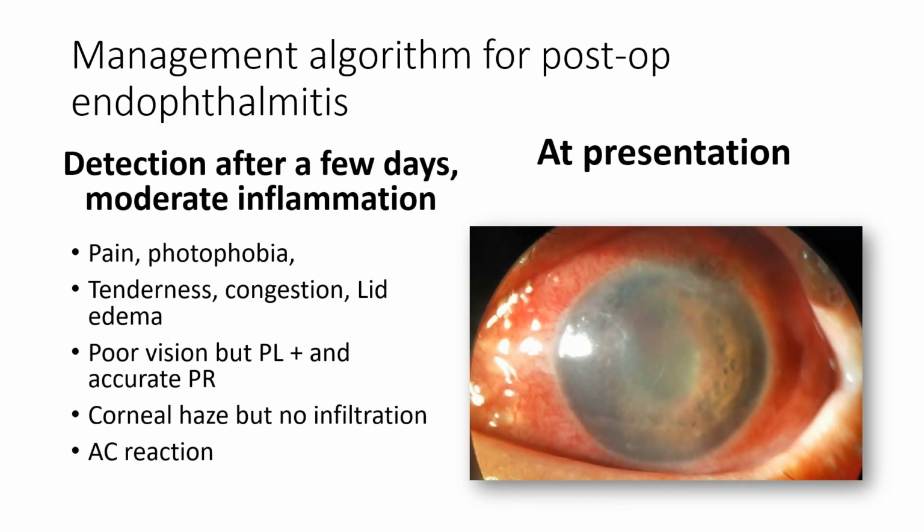What to do if we have a frank endophthalmitis which has resulted in this kind of picture? These patients will have pain and photophobia at presentation. There will be tenderness, congestion, lid edema, and poor vision, but it will be better than PL denied. Corneal edema is present, but there is no infiltration, and the AC has a significant reaction. The pupil is stuck to the IOL, and there is a hypopyon.